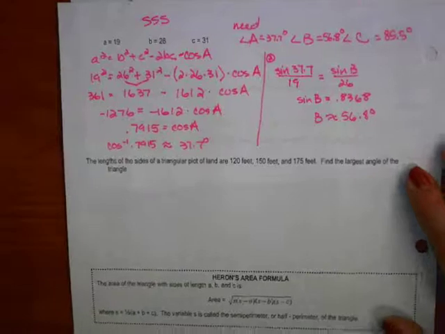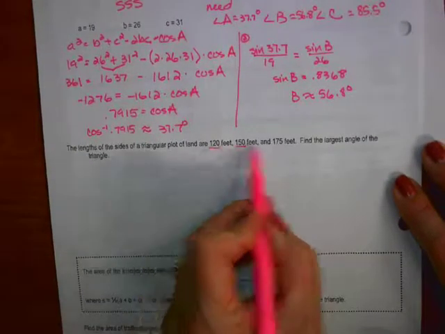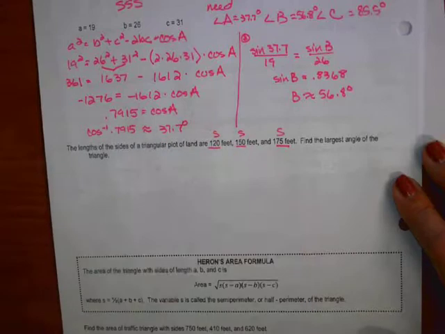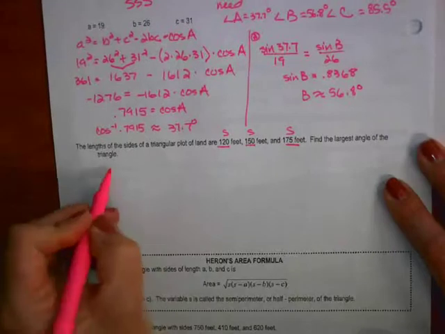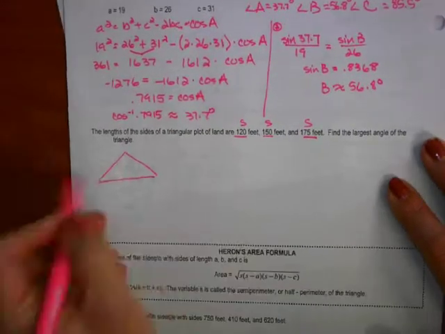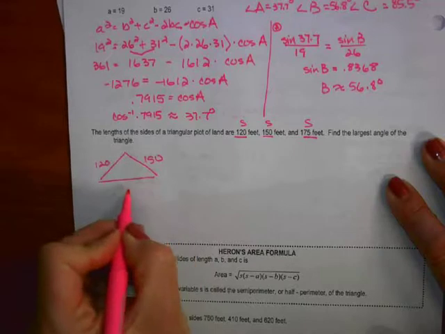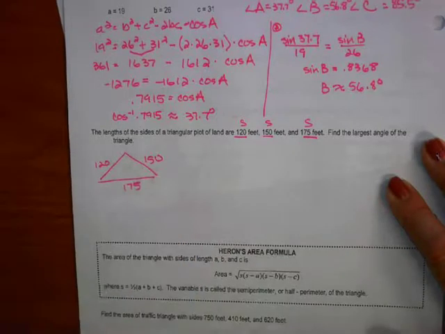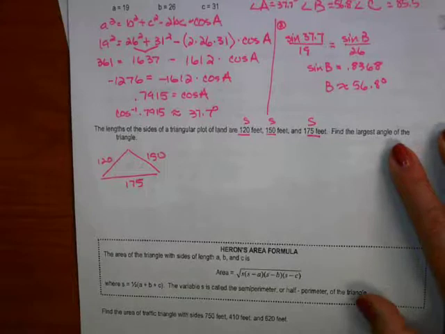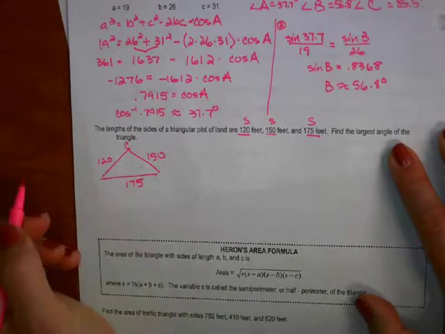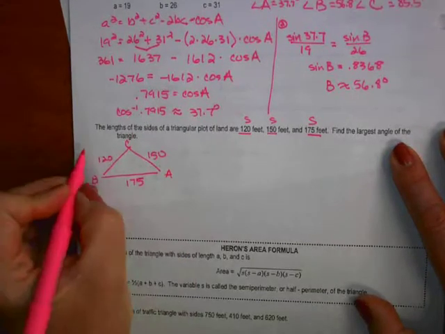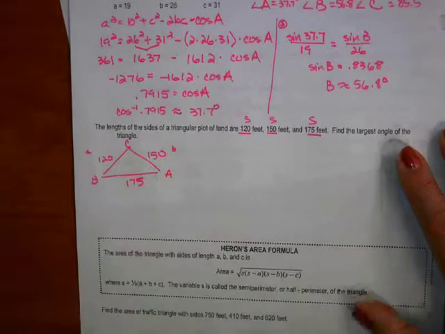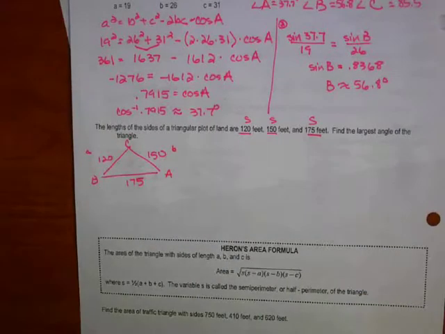The lengths of the sides of a triangular plot of land are 120, 150, 175. They're giving me SSS. That's a sign to you that you have to use the law of cosines for this problem. So I drew a little picture. Again, it may not be to scale, but 120, 150, and 175. Find the largest angle of the triangle. So I just made that C, and this A and this B. You can label it however you want, just as long as you're labeling it so you can plug it into the equation correctly.